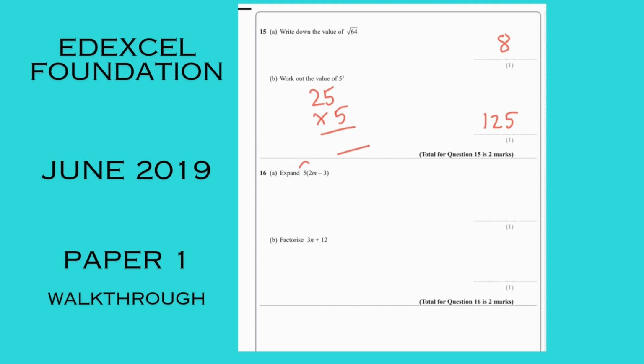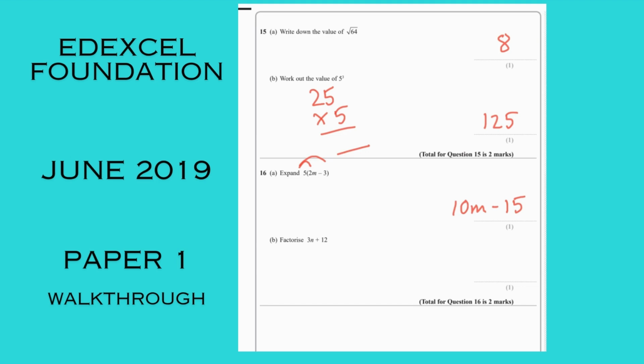Expand means multiply. So whatever's before the bracket is multiplied by everything inside the bracket. 5 times 2m is 10m. 5 times -3 to give you -15.